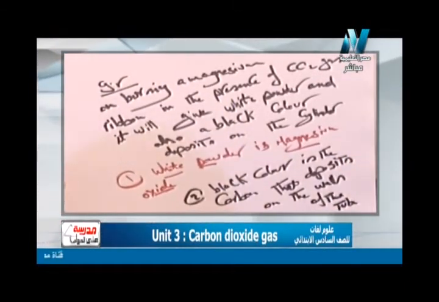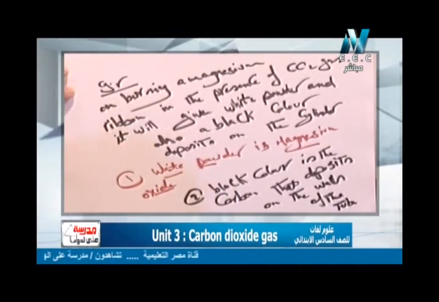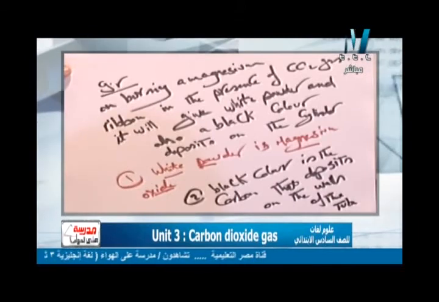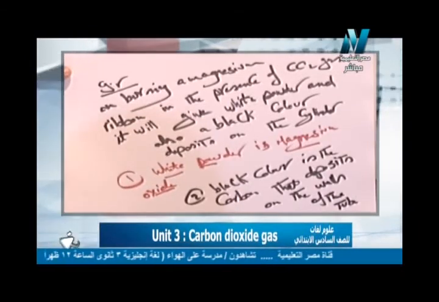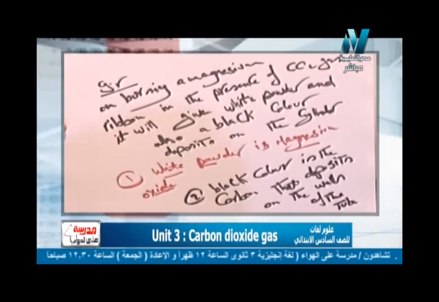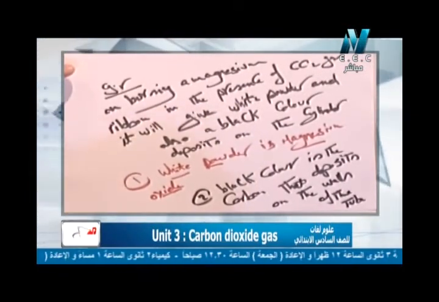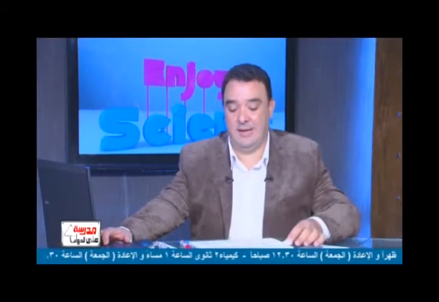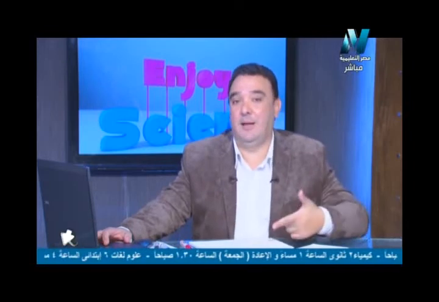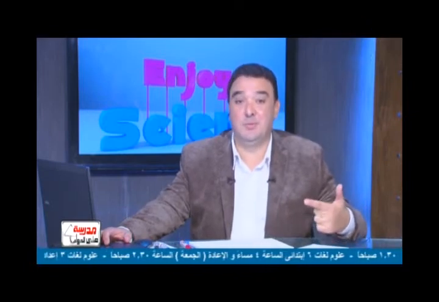اللي هنا في لونين مختلفين، اللي في وايت باودر وفي بلاك كولر. وايت باودر due to the formation of magnesium oxide, but black color is that the carbon deposits on the wall of the cylinder. So again, if magnesium ribbon reacts or burned, اتحرق inside the cylinder that contains carbon dioxide gas, we will have two colors which are white powder and a black color. اللي عندي white powder هو ده المغنيسيوم اوكسايد، لكن البلاك color هو ده اللي هنسميه carbon deposits on the wall of the cylinder.